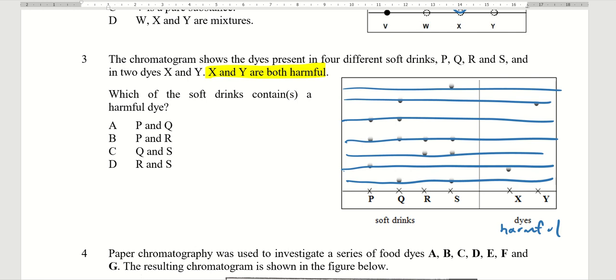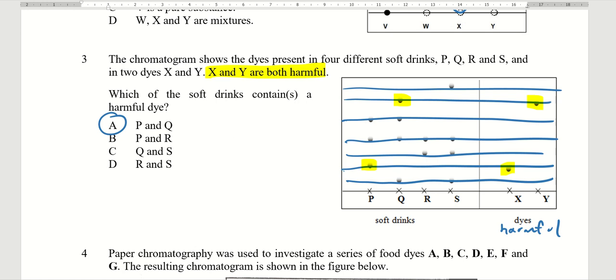Okay, so if you look very carefully down here at X, this position corresponds to one of the spots in P. For the Y position, it corresponds to one of the spots in Q. So this tells us that soft drink P actually contains dye X, and soft drink Q actually contains dye Y. So you already have your answer because they are asking for which of them contains the harmful dye, which is P and Q. So basically the chromatogram, we use it this way to help us identify what is actually present in the other.